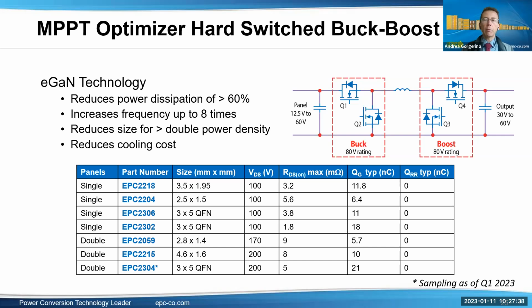Now, if you start putting more panels in series, then you might need higher voltage class devices. And so we're offering here, for example, EPC 2059, which is a 170 volt device in a chip scale package, and 2215, which is a 200 volt. But we also have QFN GaN FETs like the 2304 in a 200 volt.